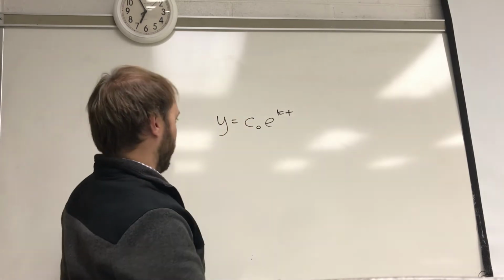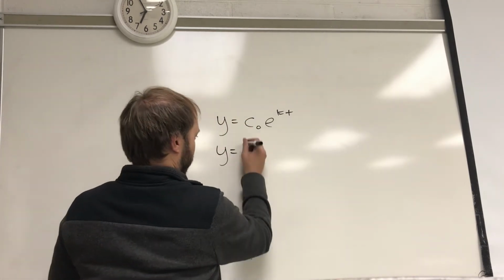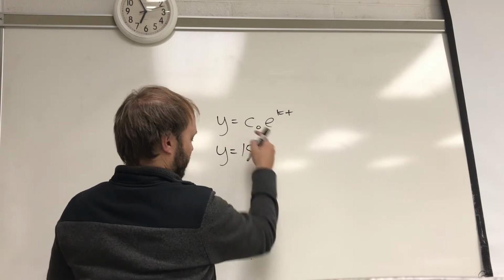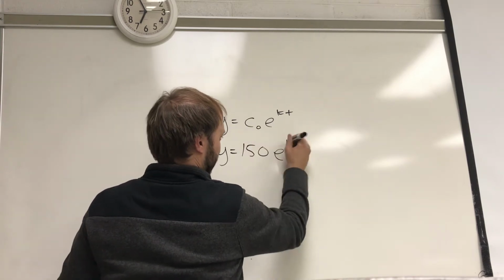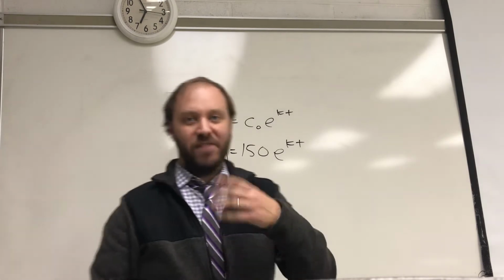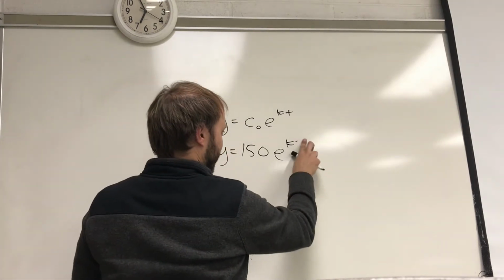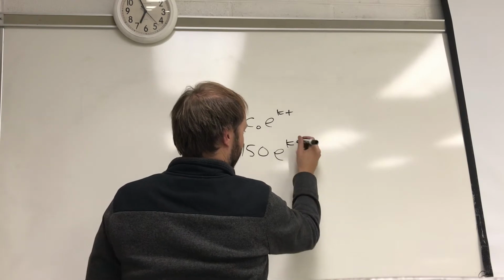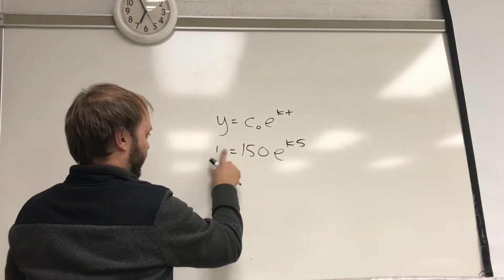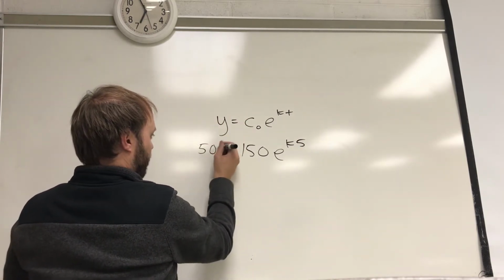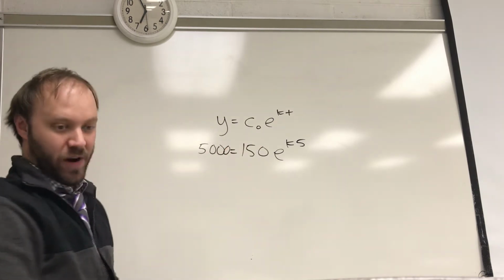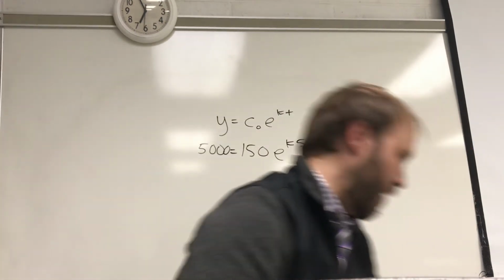All right, so anyway, we've got y equals 150, the initial value, times e to the kt power. Okay, 5 years went by and there are 5,000 fish. So I'd like to put 5 in for t, and I'd like to get a result of 5,000. Basically you just have to solve that equation, and this can be pretty quick.